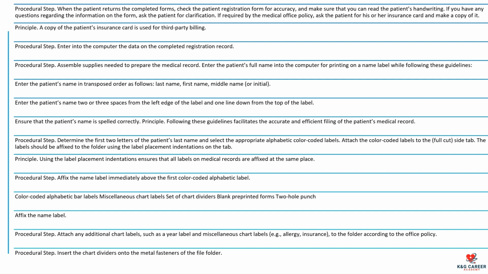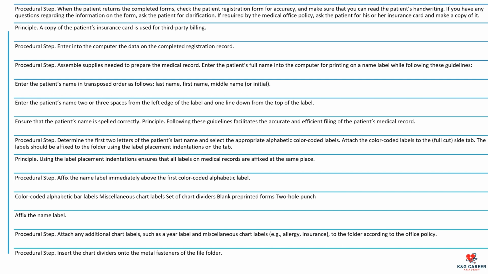Procedural step. Determine the first 2 letters of the patient's last name and select the appropriate alphabetic color-coded labels. Attach the color-coded labels to the full-cut side tab. The labels should be affixed to the folder using the label placement indentations on the tab. Principle. Using the label placement indentations ensures that all labels on medical records are affixed at the same place.